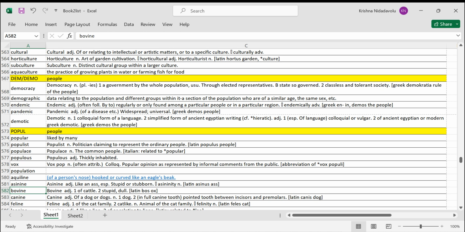Canine. Canine is related to dog. Canine dog family. That is canine. Canine devotion. Canine devotion is dog-like devotion, dog-like faithfulness. There are a lot of legendary stories related to a dog's faithfulness, right? Canine devotion. We call it dog-like loyalty.